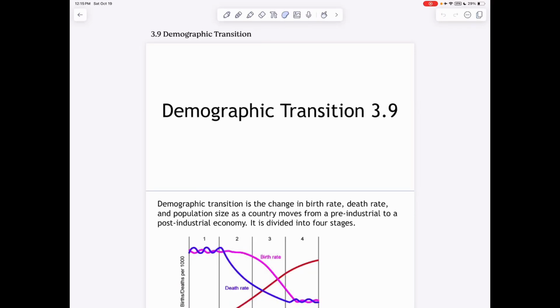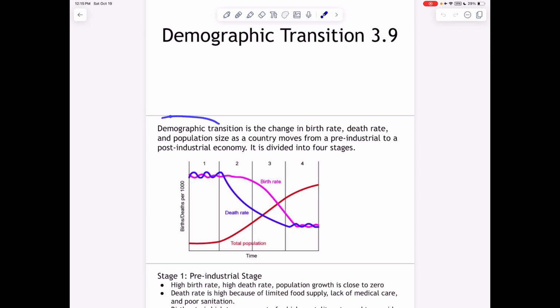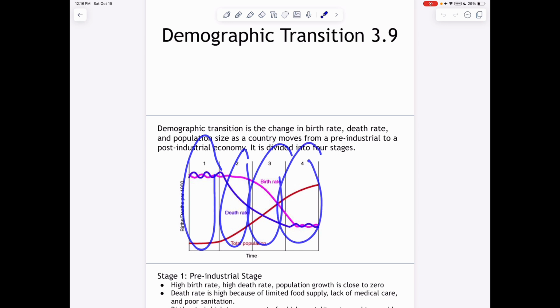Welcome to 3.9. We're going to do some work here talking about demographic transition and what exactly this is. When we're talking about demographic transition, this is the change that we see in countries as they go from a pre-industrial state, very agricultural based, to the post-industrial state, which is very much like modern cities today in Korea and Japan, the US and Europe, and so on. This is broken apart into 4 stages. Stage 1, phase 2, phase 3, and phase 4.